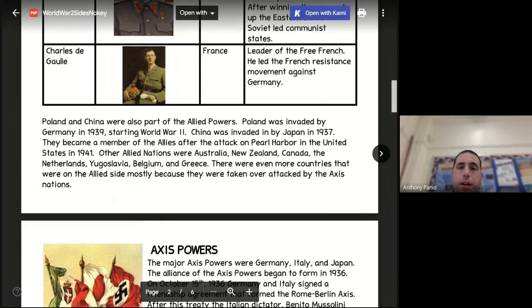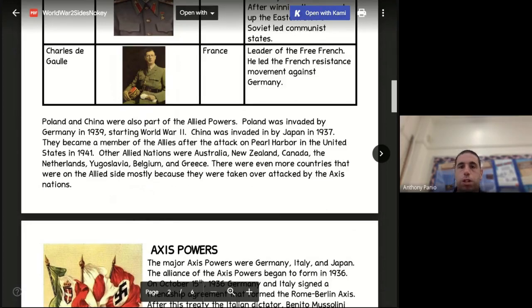I want to make this clear again. Remember, a world war is multiple countries fighting multiple countries. So you have a lot of countries and a lot of leaders. I know it's tough to follow at times. Other allied nations were Australia, New Zealand, Canada, the Netherlands, Yugoslavia, Belgium, and Greece.